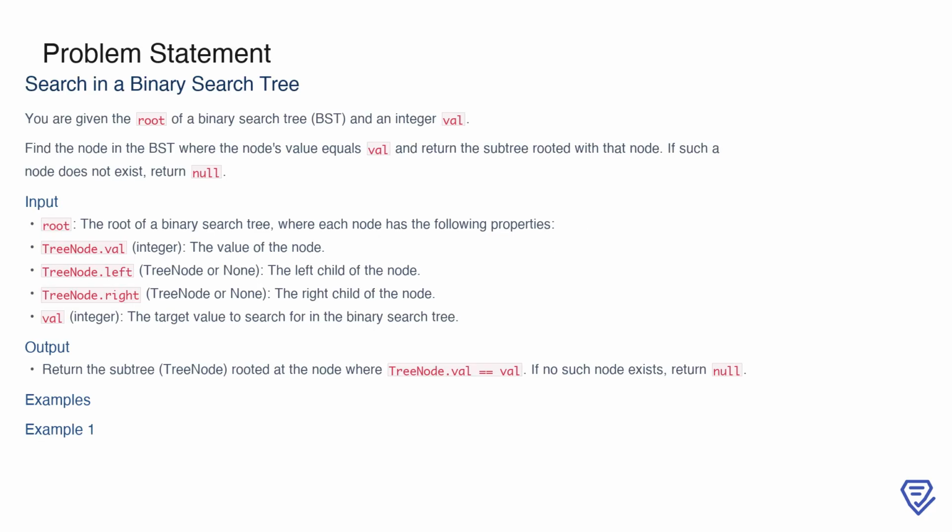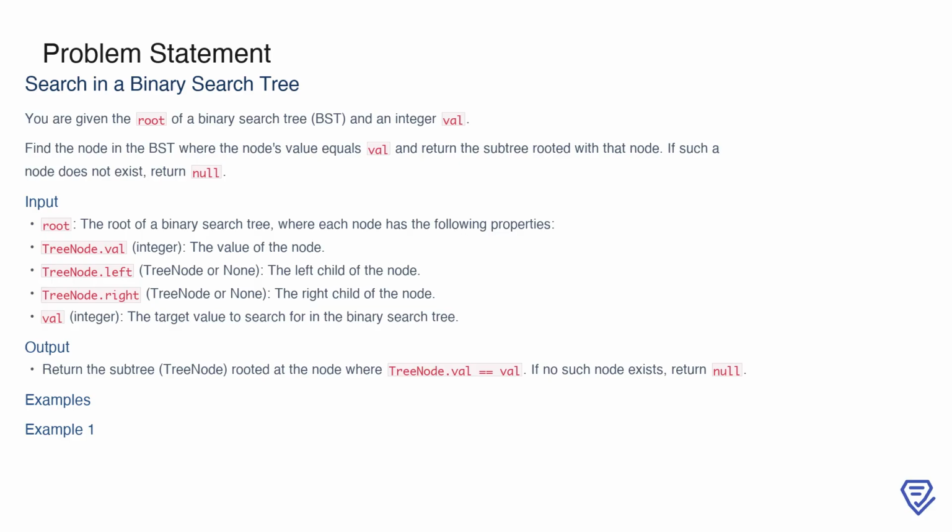In this problem, you are given the root of a binary search tree, or BST, and an integer value called val. The task is to search the BST and find the node where the node's value matches the given val. Once the node is found, you need to return the entire subtree that is rooted at this node. If no such node exists in the tree, you should return null.